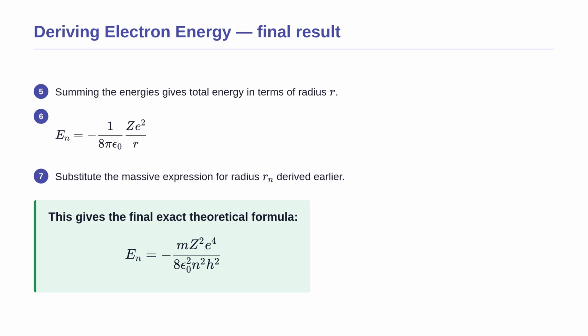Adding the kinetic and potential energies gives us a total energy expression in terms of the radius r. However, to make this formula truly useful, we need it in terms of constants and the orbit number. We do this by substituting the massive expression for the radius that we derived in the previous section directly into this energy equation. By flipping the fraction in the denominator and multiplying everything out, we arrive at the final, complete theoretical formula for the energy of an electron. Just like with the radius, plugging in the standard values for mass, charge, and Planck's constant yields the negative 13.6 formula we used in our example.